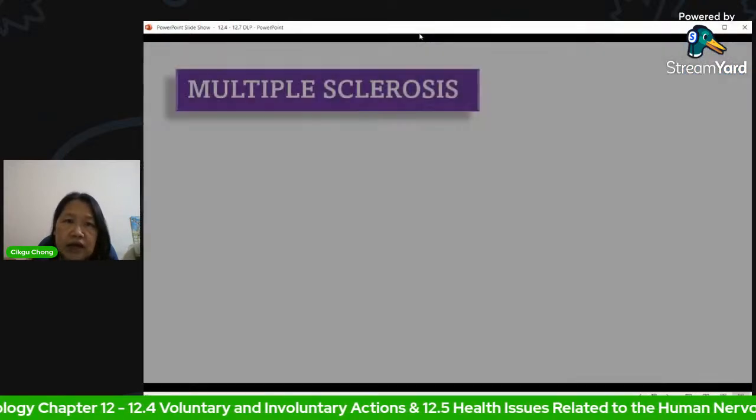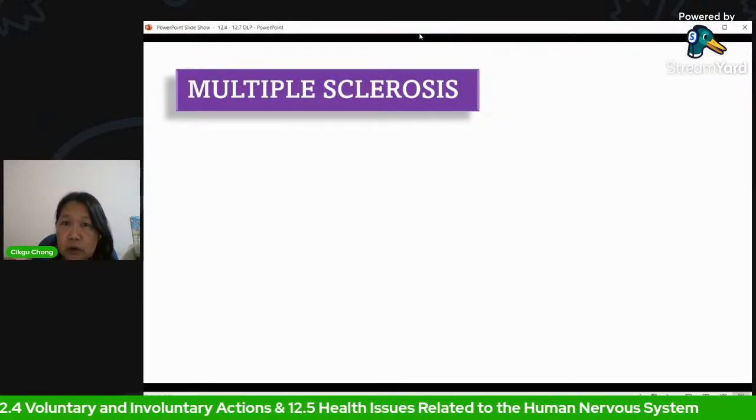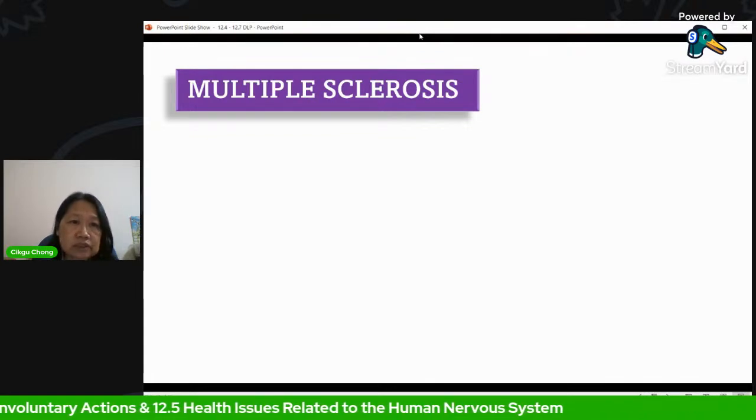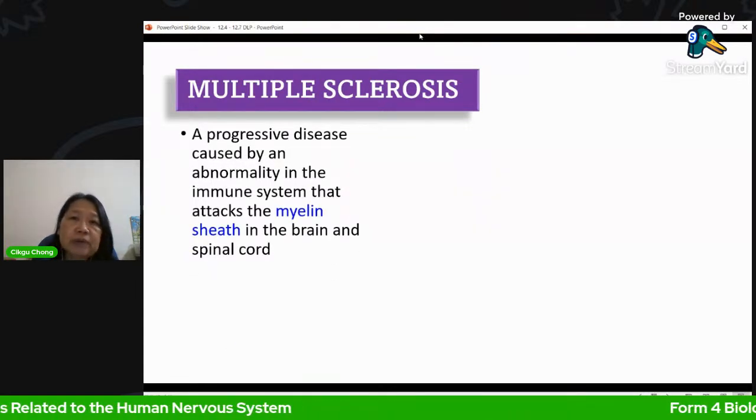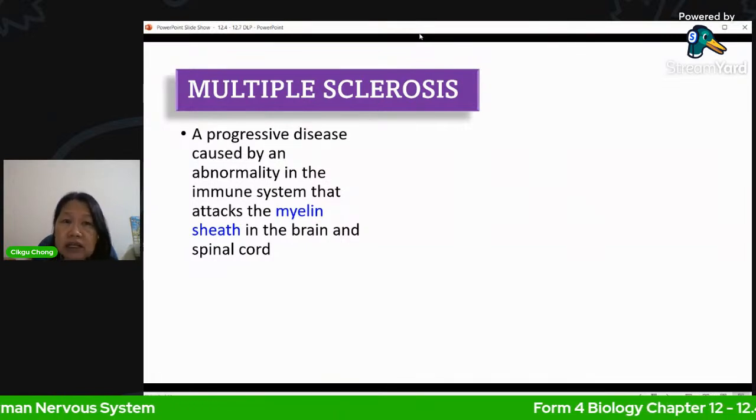Let's look at, first of all, multiple sclerosis. All right, let's look at this. It is a progressive disease caused by an abnormality, which means something is not normal in the immune system. So something is happening in your immune system.